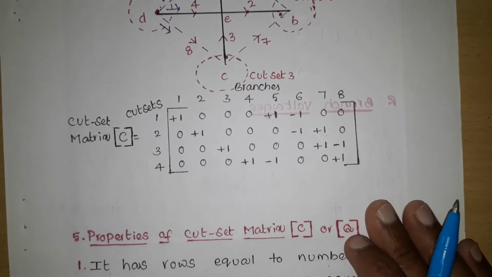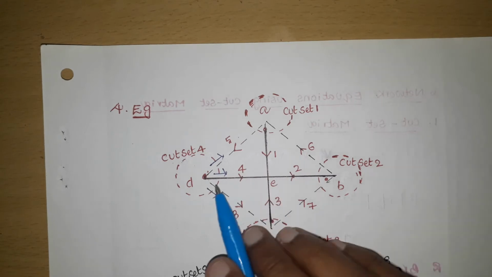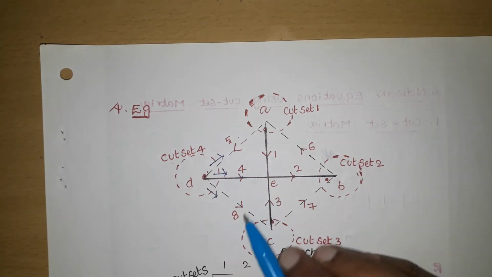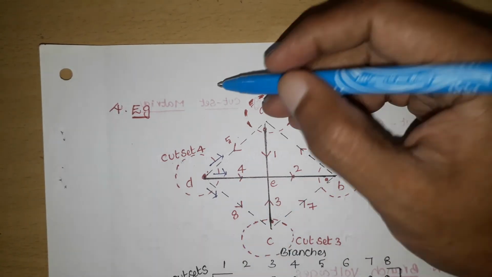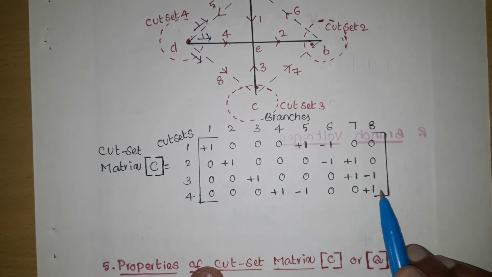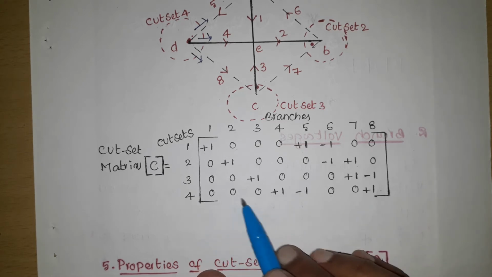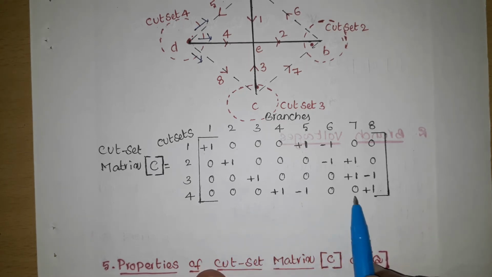And similarly, to fill the last row, we have to cut the 4th twig with the 5th link and 8th link. So non-zero elements are 4, 5, 8. Remaining are zeros. 1, 2, 3, 6, 7 are zeros.